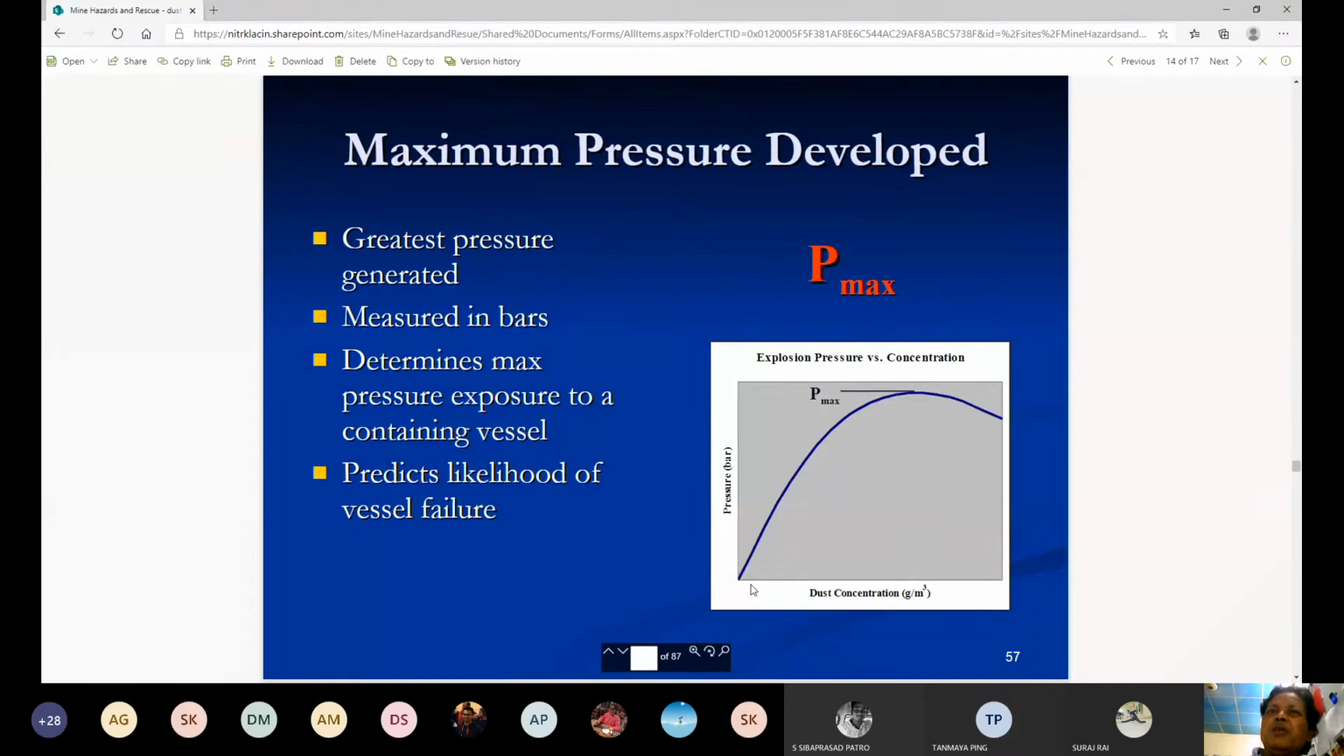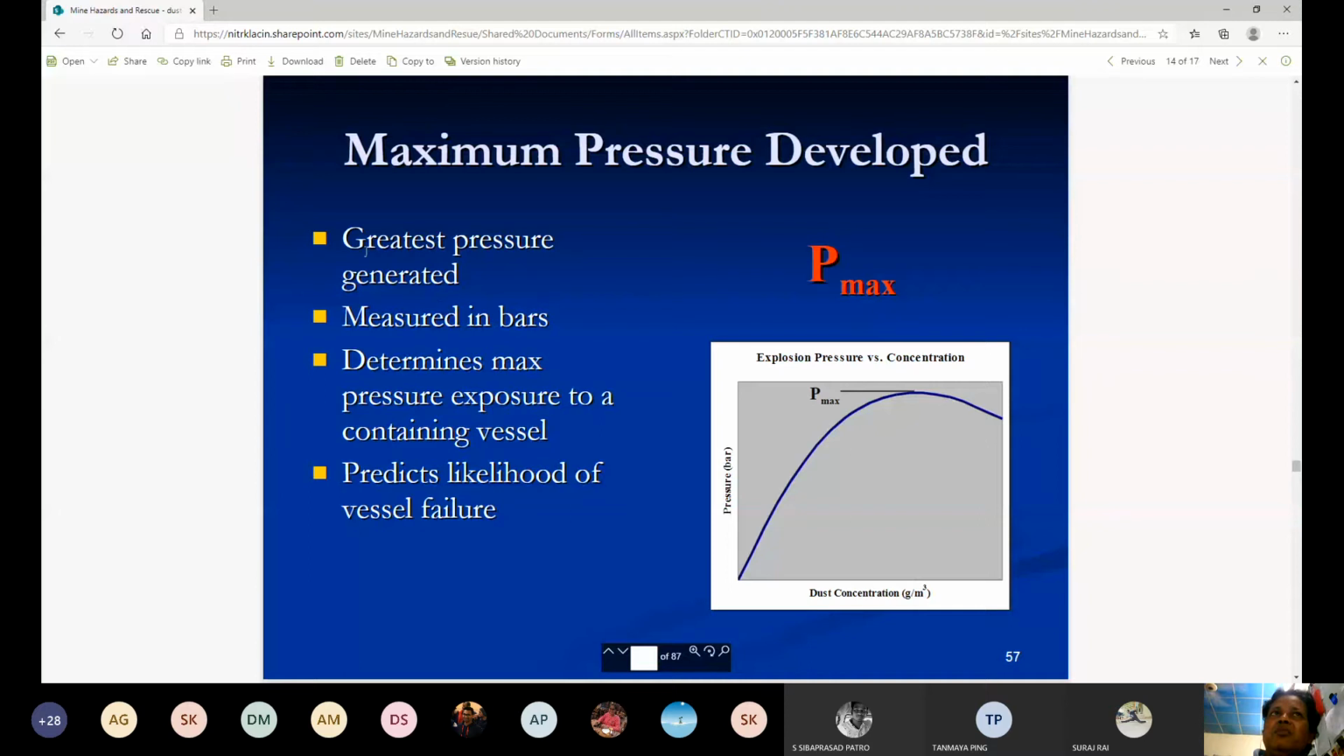So, if you plot the dust concentration in a graph versus the pressure in bar, this is the dust concentration in gram per cubic meter, and this side your pressure developed in bars. At what dust concentration you get the maximum pressure can be determined from your test laboratory Hartmann apparatus. Maximum pressure is determined in the laboratory with the help of the Hartmann apparatus.